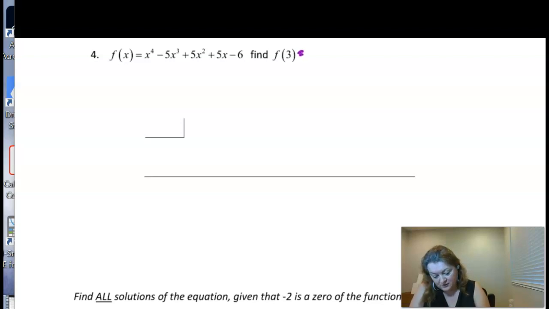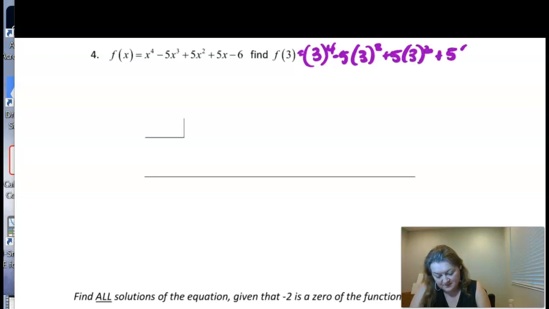We would have to do 3 to the 4th power minus 5 times 3 to the 3rd plus 5 times 3 squared plus 5 times 3 minus 6. Now granted, those are whole numbers, so I'm not really horribly suffering here, but it's pretty bad, right? Like 3 to the 4th and then 3 to the 3rd, right? Like this is not going to be a very pleasant thing. So instead, let's try the synthetic division and use the remainder theorem.